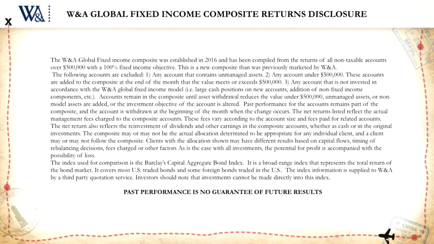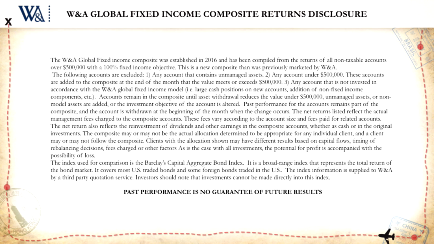The WNA Global Fixed Income Composite was established in 2016 and has been compiled from the returns of all non-taxable accounts over $500,000 with a 100% fixed income objective. This is a new composite that was previously marketed by WNA. The following accounts are excluded. 1. Any account that contains unmanaged assets. 2. Any account under $500,000.